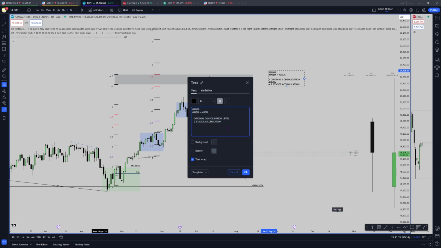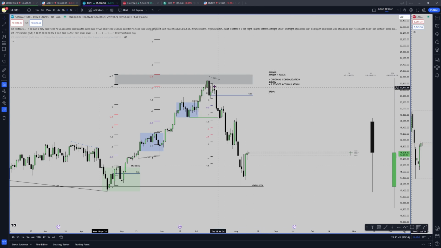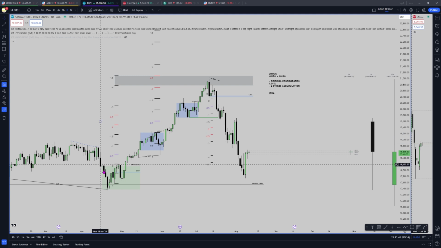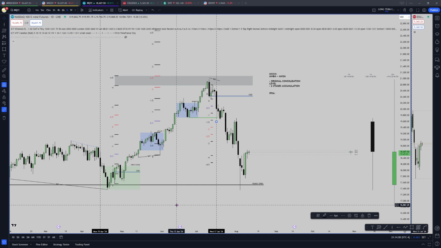Let me write this down. When we get a daily change in the state of delivery to the downside, after we have completed a market maker model, price will refer to previous accumulations and their lows as reference points. The day that we had the change in the state of delivery was July 17th, so we look back 20 days, and it'll be June 17th.